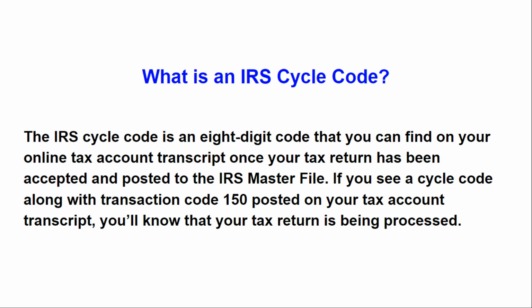The IRS cycle code is an 8-digit code that you can find on your online tax account transcript once your tax return has been accepted and posted to the IRS master file. If you see a cycle code along with the transaction code 150 posted on your tax account transcript, you'll know that your tax return has started being processed.